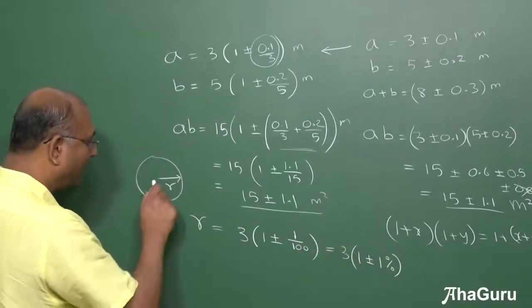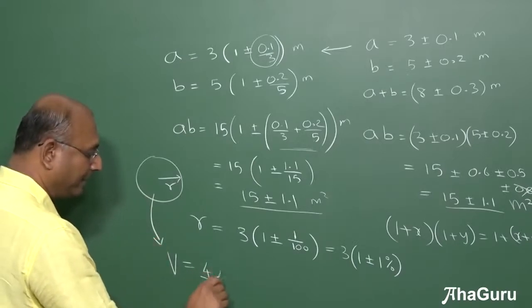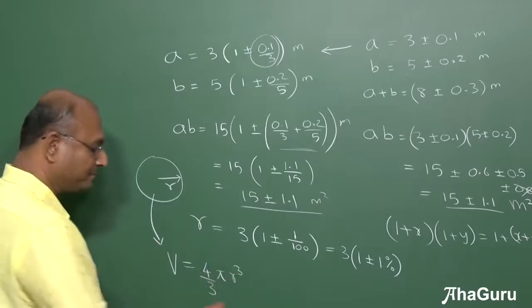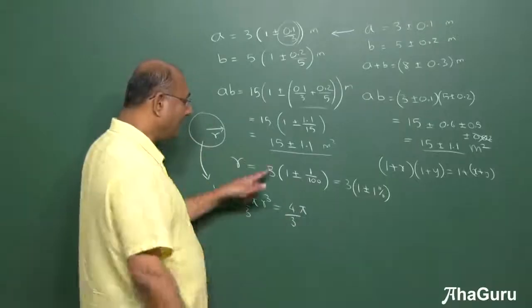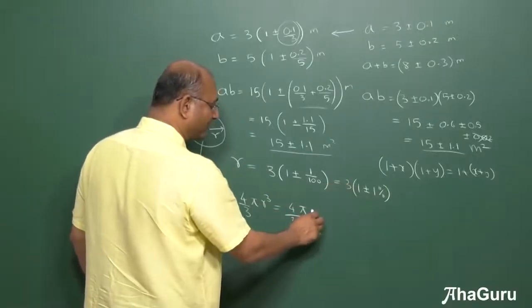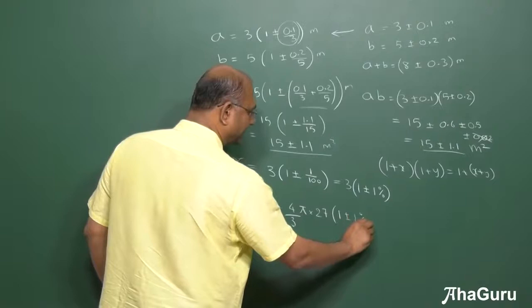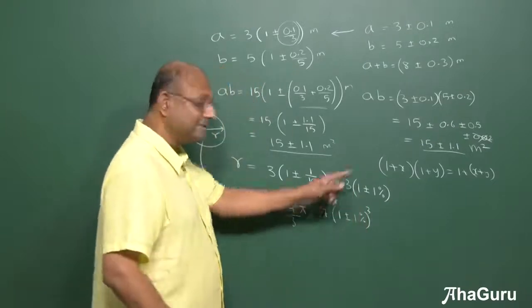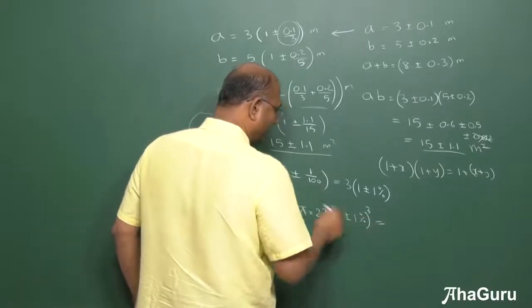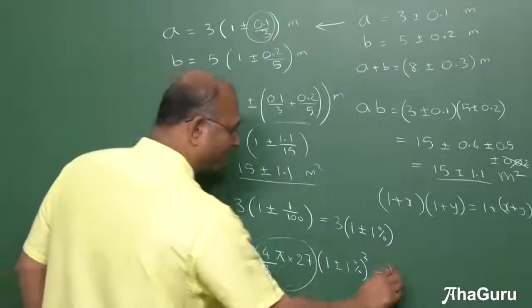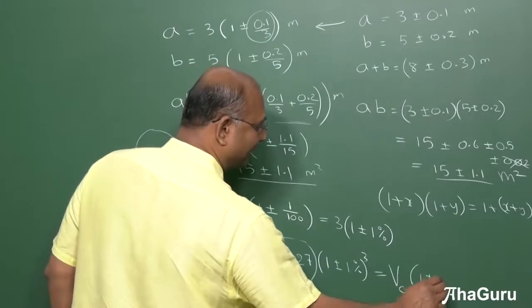Okay. Now, the formula for the volume. What is the volume formula? 4 by 3 pi r cube. So, I can write the formula for this as 4 by 3 pi r cube. R cube, this cube, what is 3 cube? 27 into 1 plus or minus 1% cube. Remember 1 plus x power n, 1 plus nx. So that means if I cancel this out, I'll get some value. So let me call this the actual volume that I'm going to calculate. So I'll call it V naught into 1 plus or minus 3%.